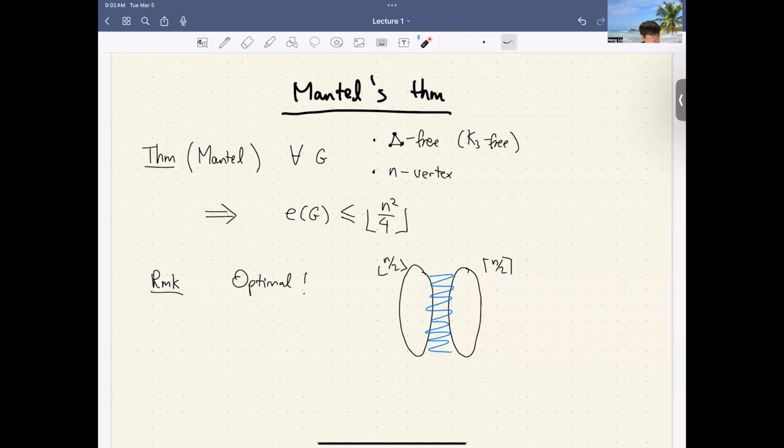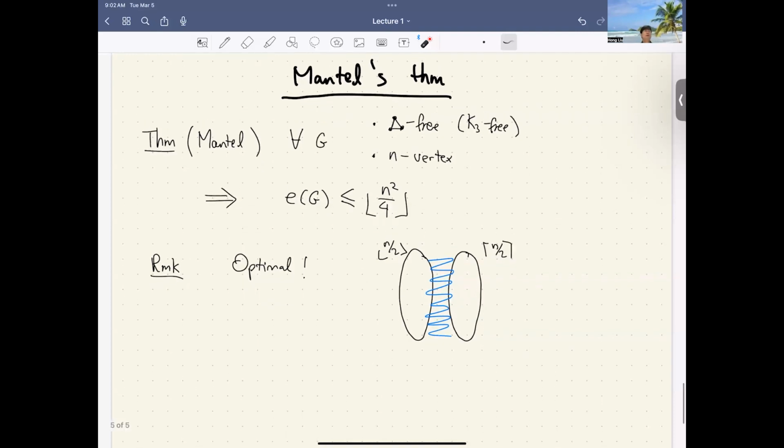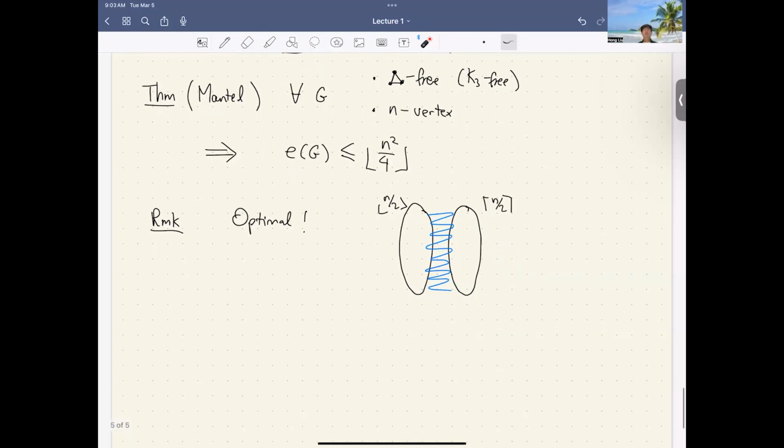So let's give a proof of this. We will actually give 2 proofs, combinatorial proofs, and review some basic discrete mathematics we learned in first or second year undergraduate. We learn how to do induction, right? Let's do an induction proof. Okay. Is the goal clear? We have triangle-free graphs on n vertices. We want to prove that it cannot have more than n squared over 4 edges.